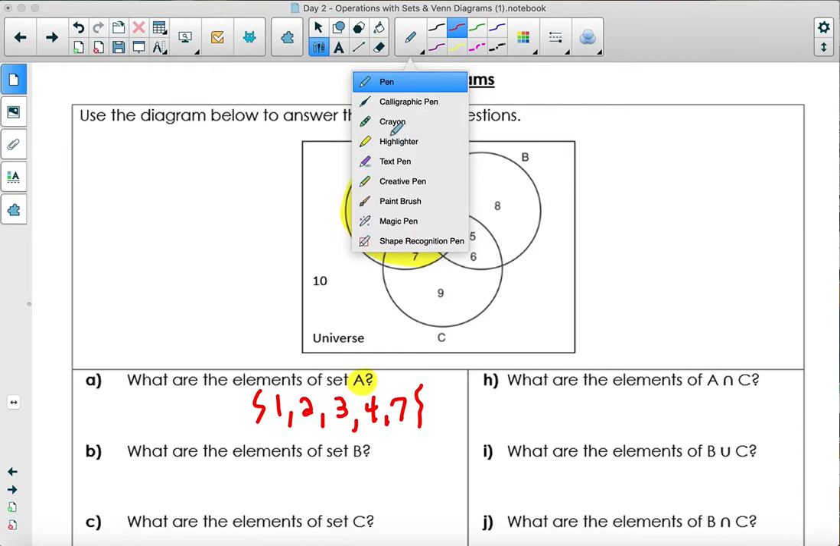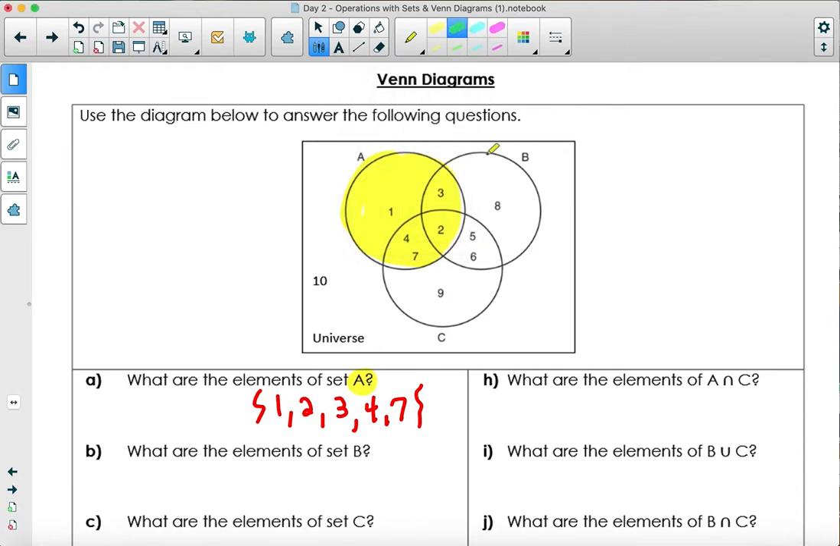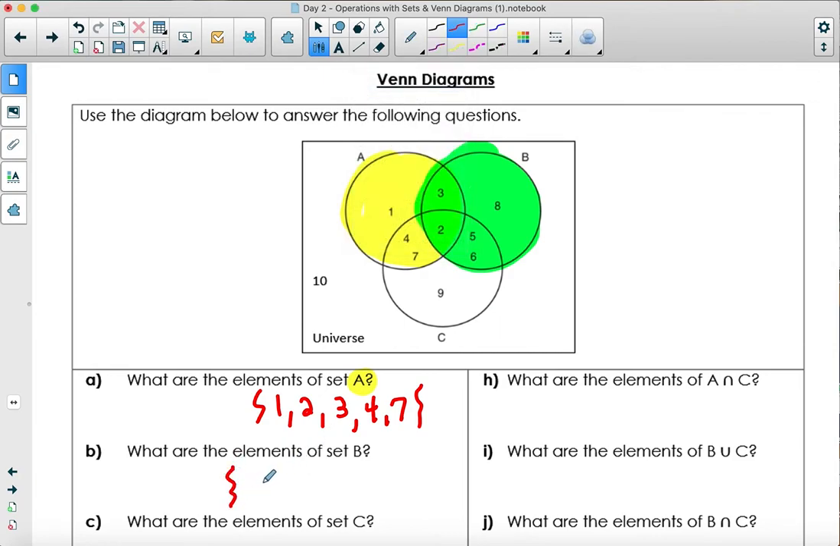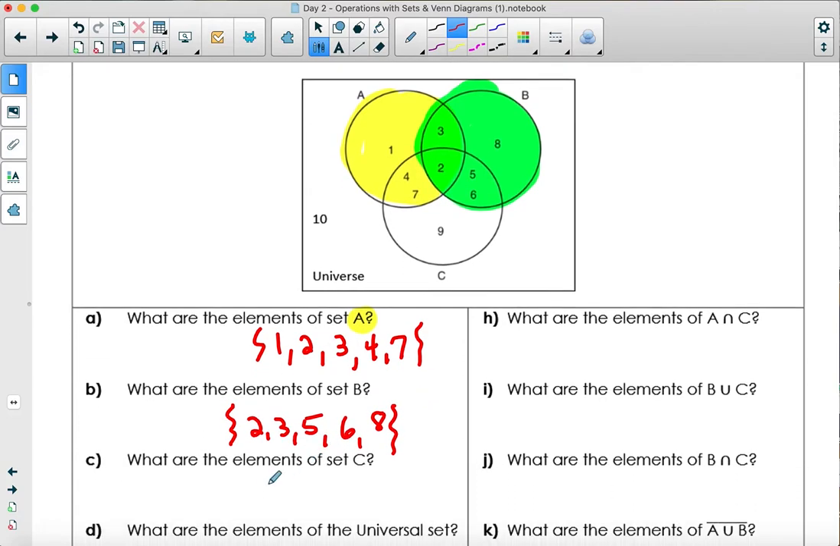If I say what are the elements of set B, I'm going to take my highlighter, and set B is all of this. So anything that is inside circle B. So therefore, I am going to say set B contains 2, 3, 5, 6, and 8. And then hopefully set C, without me even using my highlighter, set C is anything inside of this circle. So therefore, it's going to be 2, 4, 5, 6, 7, and 9.